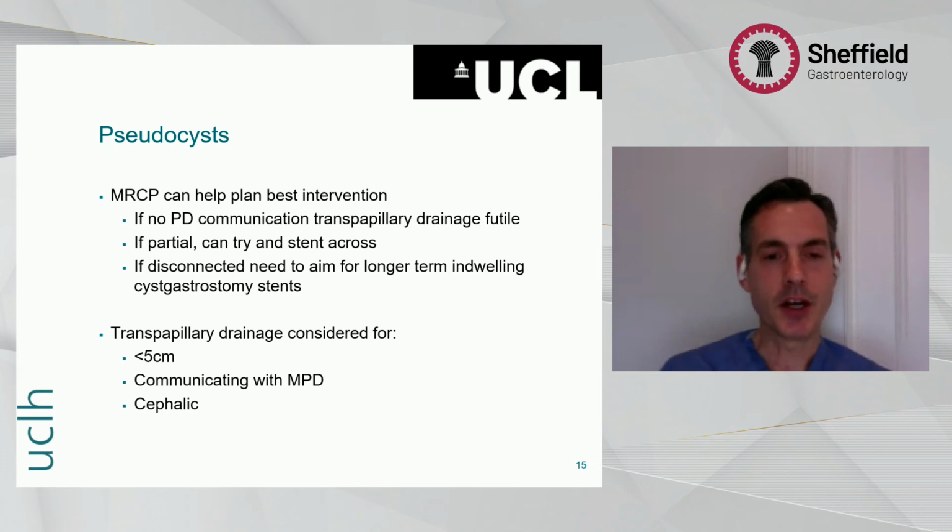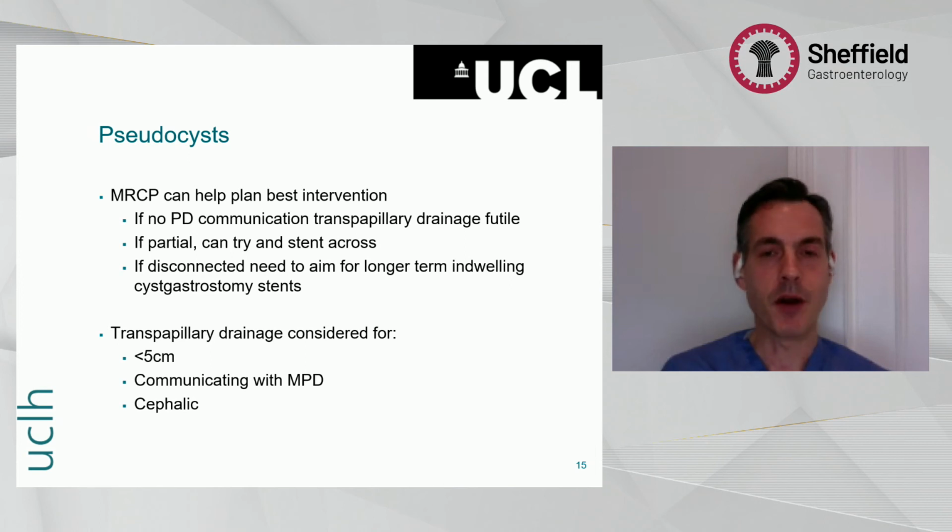So an MRCP in the context of a pseudocyst really helps here. Does the pancreatic duct communicate? And if it doesn't, there's no point even considering transpapillary drainage. That's nice and easy. If you can see that there is a partial disruption of the main pancreatic duct, then there may be an endeavor to try and stent across to improve outcomes. But if that duct is disconnected, so you've got a tail of pancreas communicating with a pseudocyst, but no communication with the papilla, then what that also tells you is that you probably want to be aiming for much longer indwelling cystgastrostomy stents.